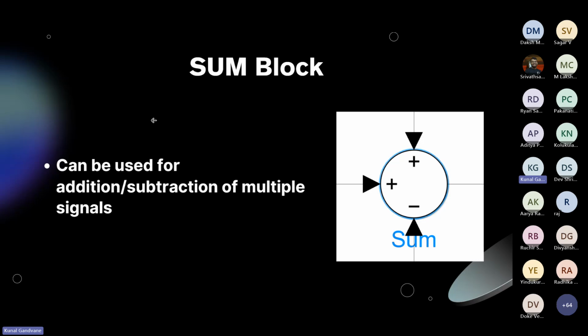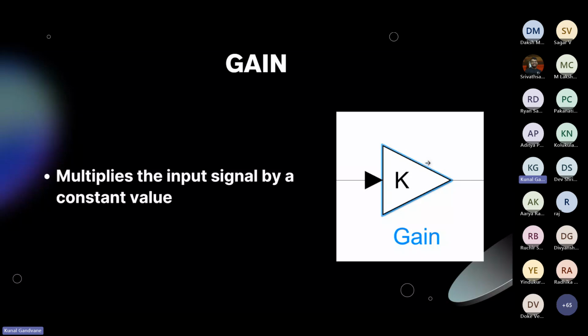Before jumping to Simulink directly, I will tell you some basic terms in Simulink. This is the sum block. It adds and subtracts the given signals and gives the output. And this is the gain block. This is like multiplication. We can do multiplication in Simulink by this block. It multiplies with a constant value, let's say k, and gives the output. So it's like a multiplier.